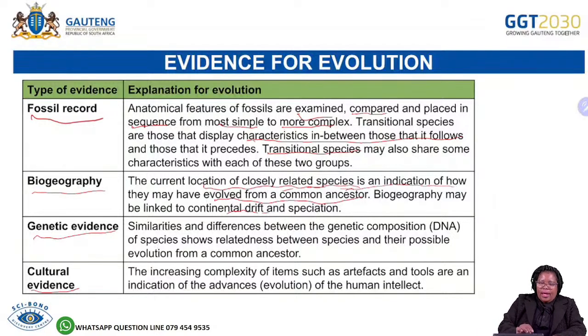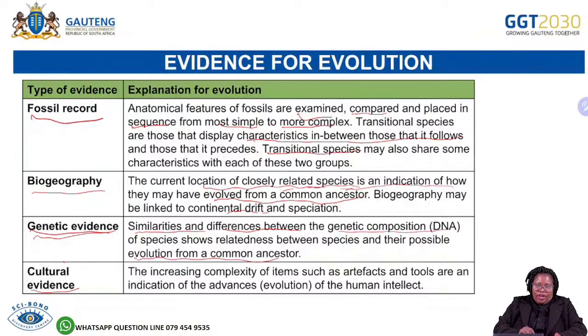Now, under the types of evidence, we've also got genetic evidence. With genetic evidence, earlier on I gave you an example of what? The DNA. Okay, so we'll be looking at similarities and differences between the genetic composition, the DNA of species. That shows what? Relatedness between the species and their evolution from a common ancestor.